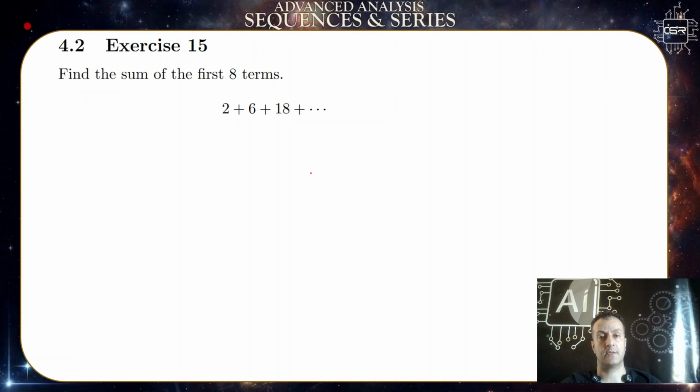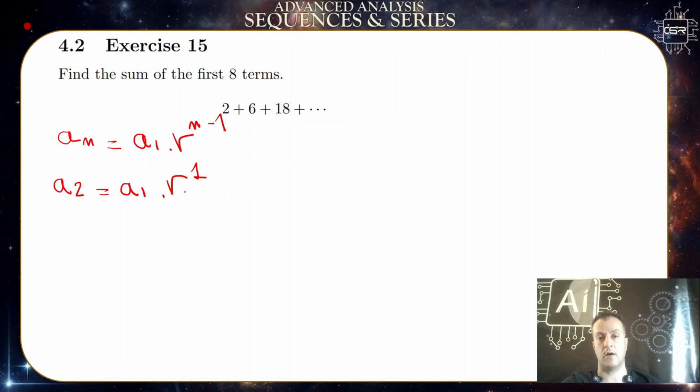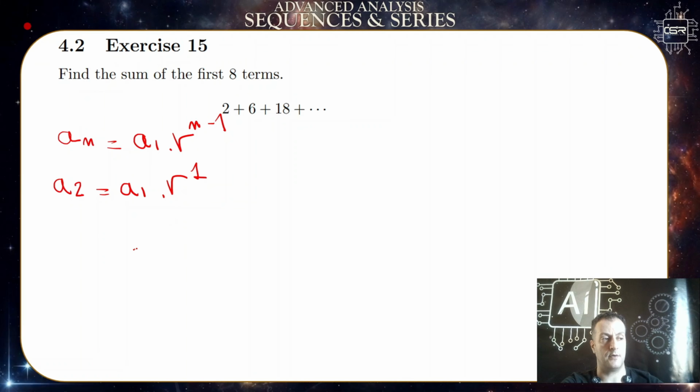Find the sum of the first 8 terms for this following example. At first, what is r in such a case? Going back to the formula that we know, an is equal to a1 times r to the power of n minus 1. So let's take 6 and 2 for example. So 6 is a2, the second term, equal to a1, the first term which is 2, times r to the power of n minus 1, where n equals 2, minus 1, so it is r to the power of 1, or simply r.